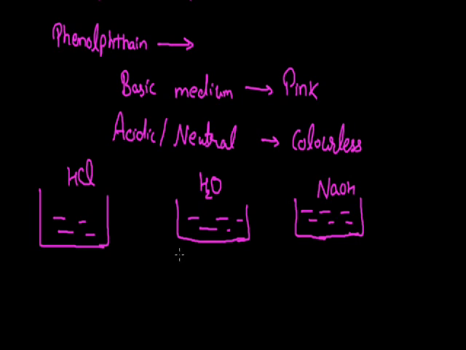Now to identify the behavior of these solutions, if I use phenolphthalein as the indicator, it will turn pink in the presence of sodium hydroxide, since sodium hydroxide is basic in nature. But in the other two solutions, the phenolphthalein remains colorless, so you cannot identify which colorless solution is acidic and which one is neutral. That is a limitation of phenolphthalein: it helps us identify a basic substance, but you cannot differentiate the acidic or neutral behavior of a solution.